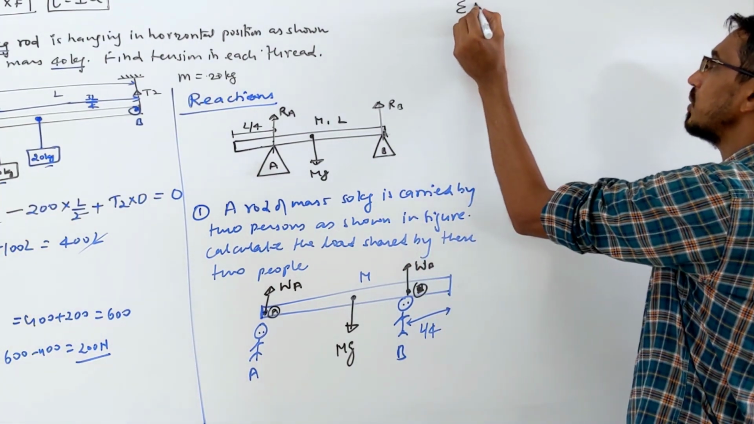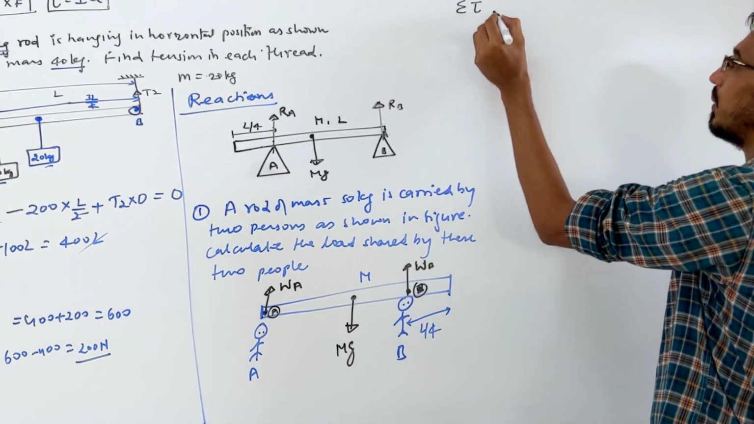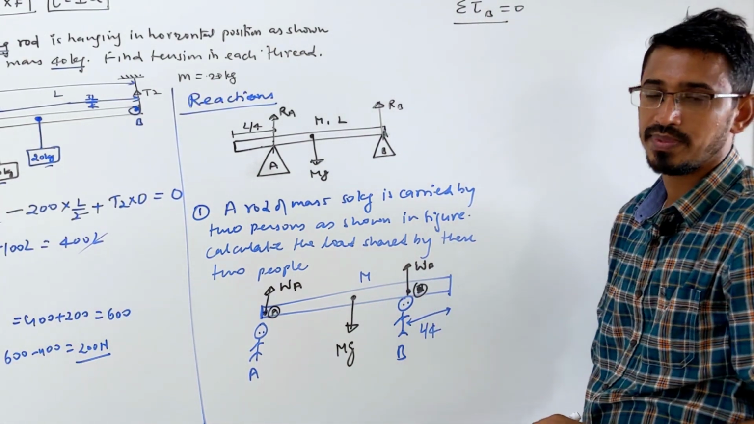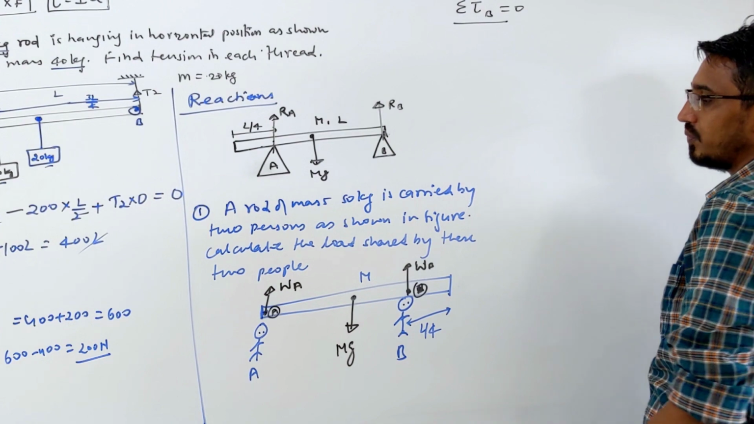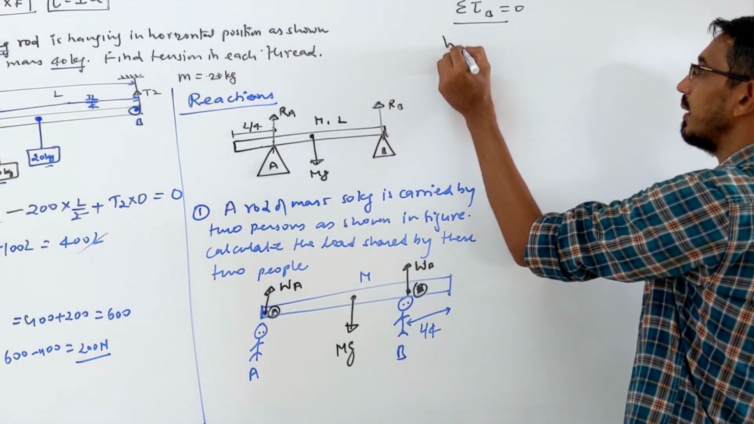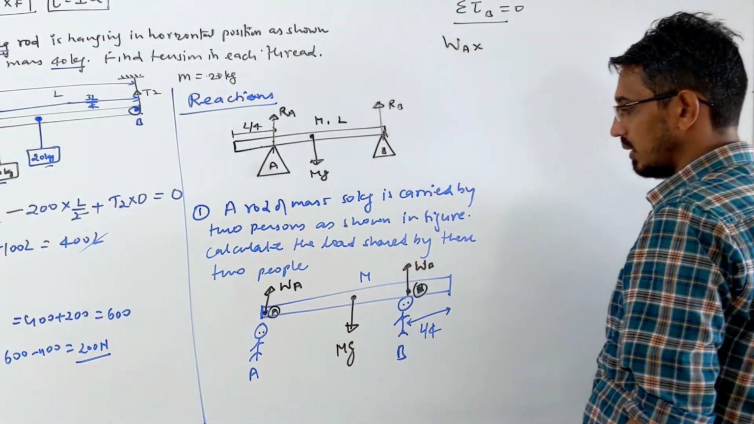At these two points we write our torque equation. You can choose any point. Let's say we write the net torque at point B, which should be 0. I am saying the net torque at this point should be 0. So let's write. The first force is the weight shared by this person, called WA, WA into that distance.